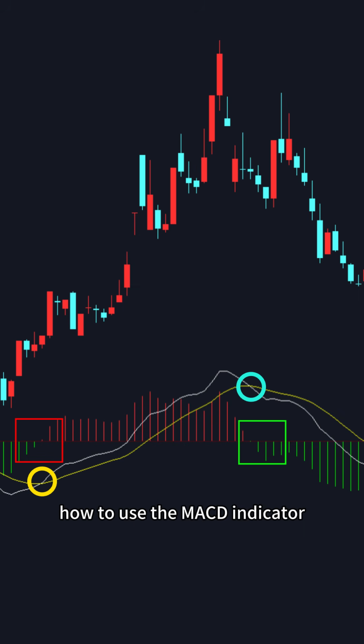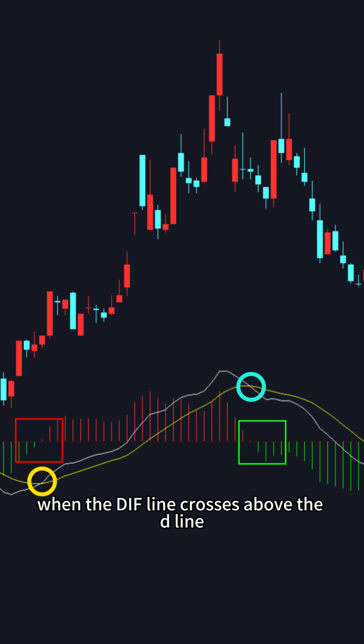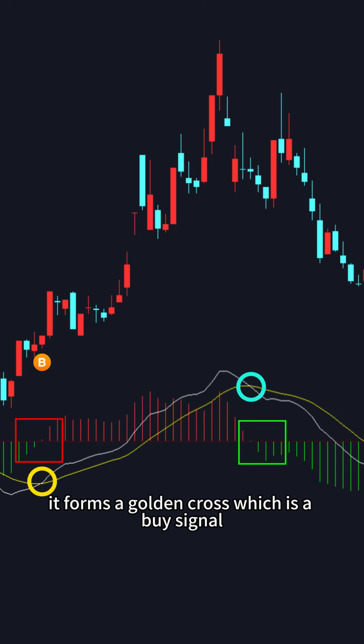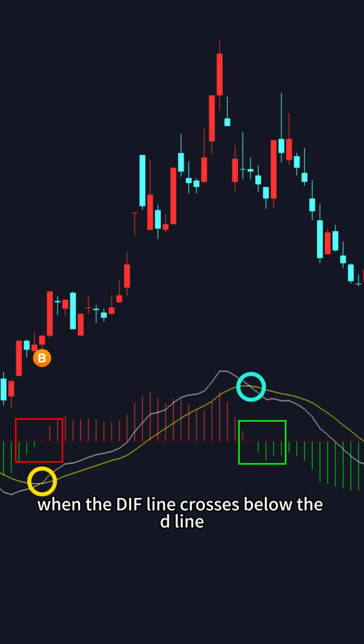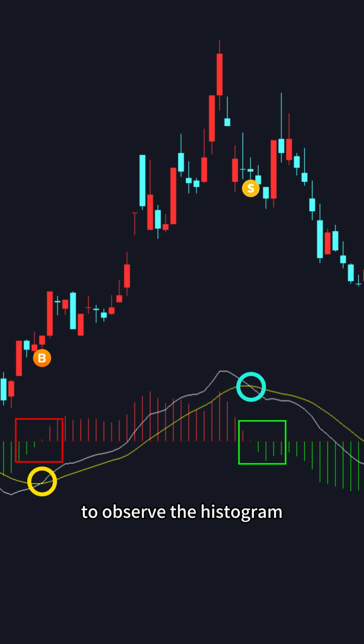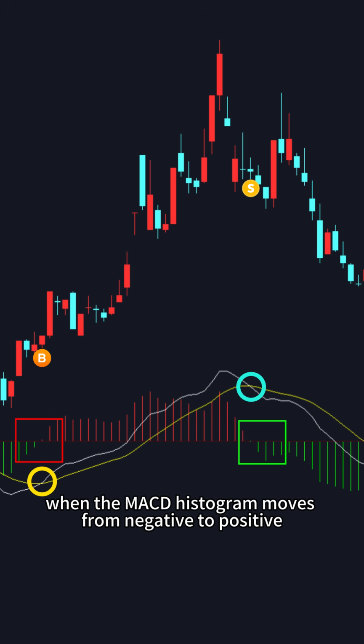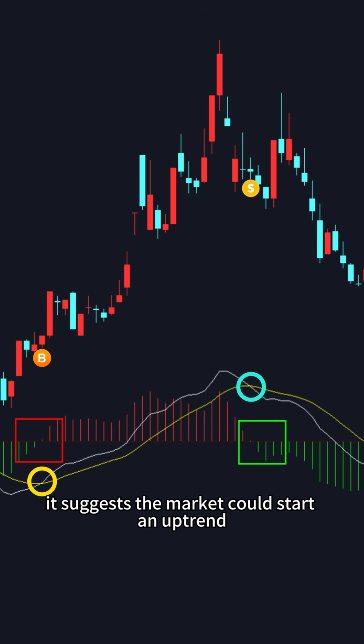How to use the MACD indicator. Confirm the cross signals. When the DIF line crosses above the D line, it forms a golden cross, which is a buy signal. When the DIF line crosses below the D line, it forms a death cross, which is a sell signal. Observe the histogram. When the MACD histogram moves from negative to positive, it suggests the market could start an uptrend. When it moves from positive to negative, it suggests the market could enter a downtrend.